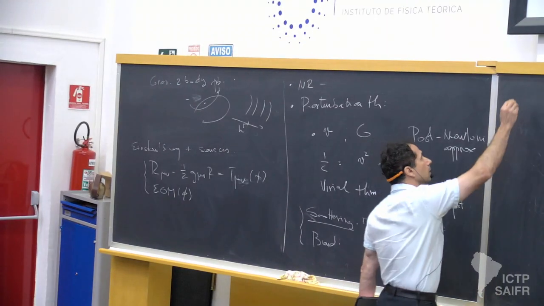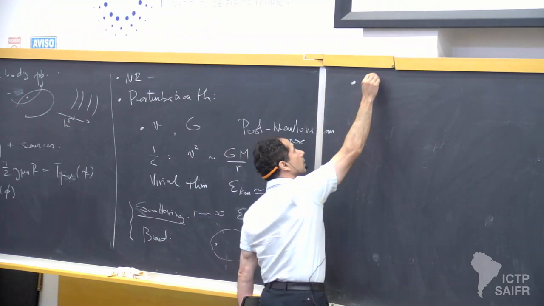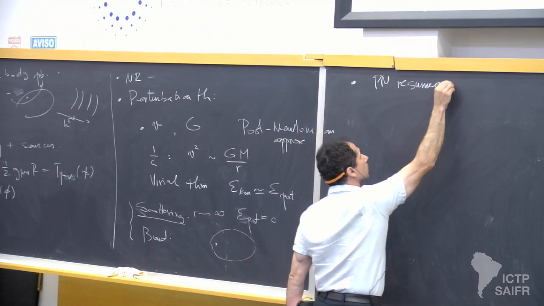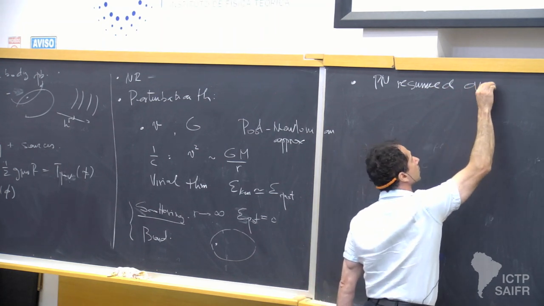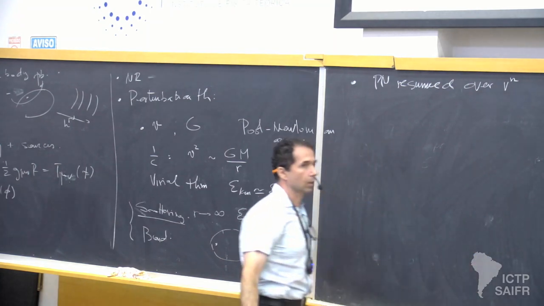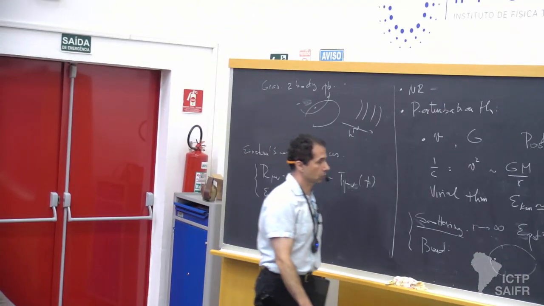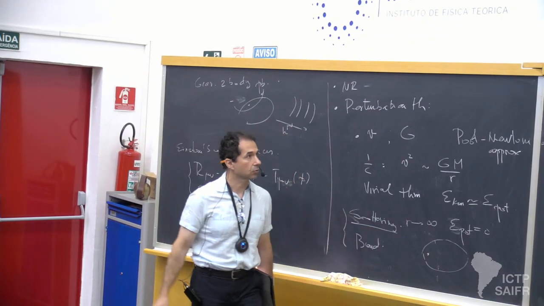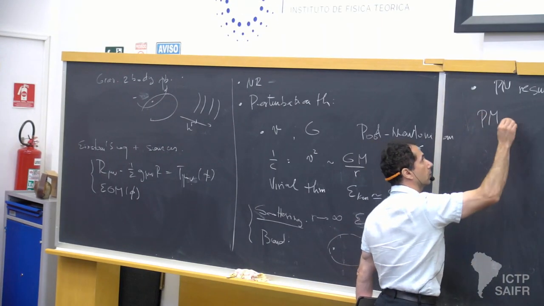So the next approximation that might be interesting is this one, PN resummed over v. Just take this, sum over all powers of velocity. Of course, this would avoid the various issues I was just describing. This goes by the name of the post-Minkowskian approximation.